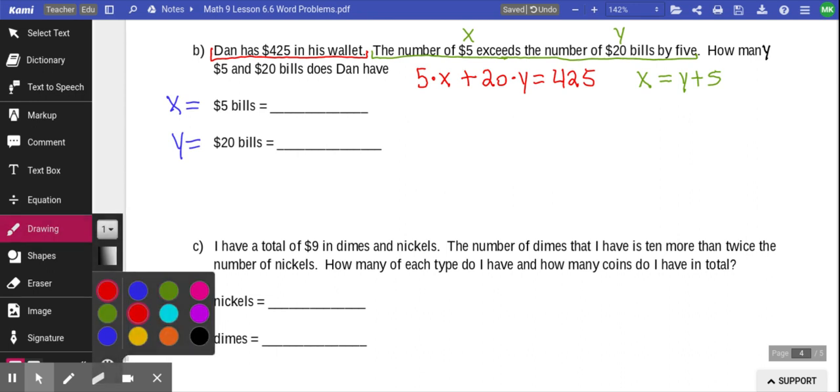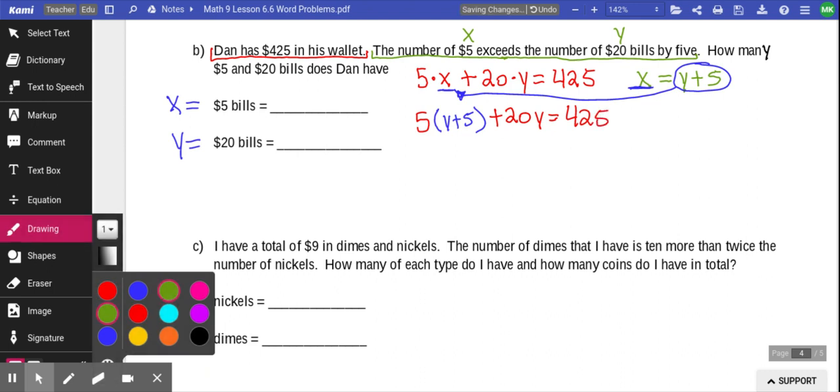You then can solve this equation by substituting the second thing into the first thing. If this x is y plus 5, then this x should also be y plus 5. I can change that by using brackets. So this x becomes y plus 5, like that. Everything else in the red equation stays the same.